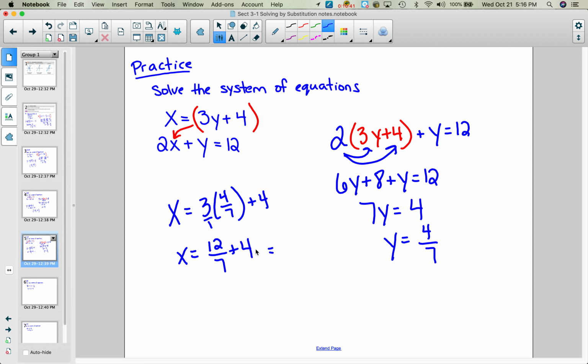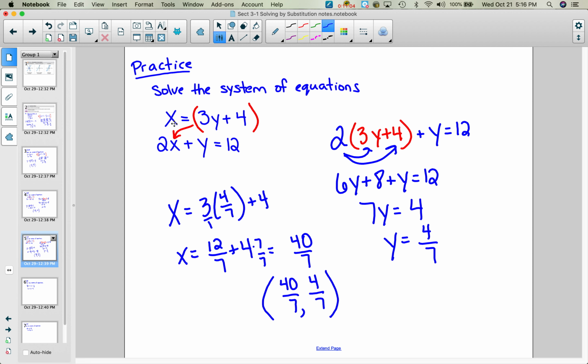You can use your calculator if you need to. Finding a common denominator, that makes this a 28 plus 12. So that's 40 over 7. So my solution is 40/7, comma, 4/7. And that's where the 2 lines would cross.